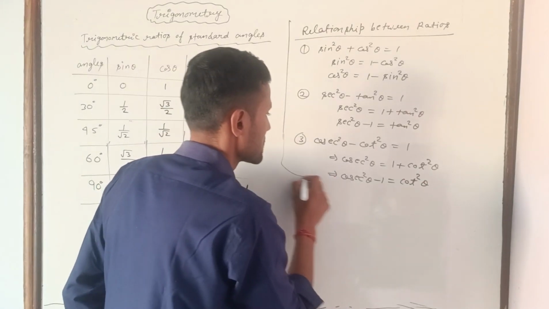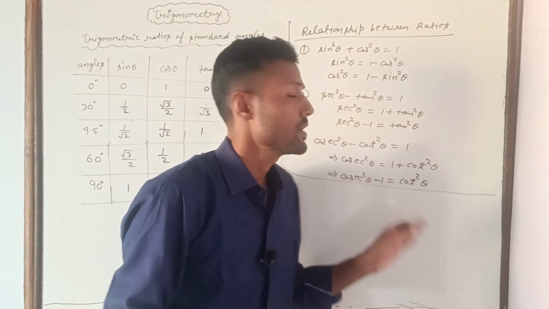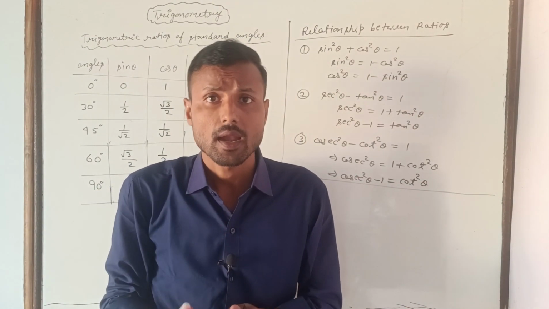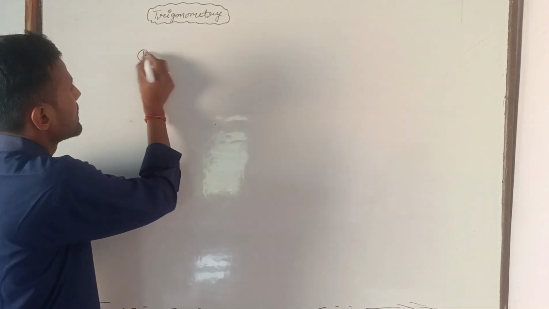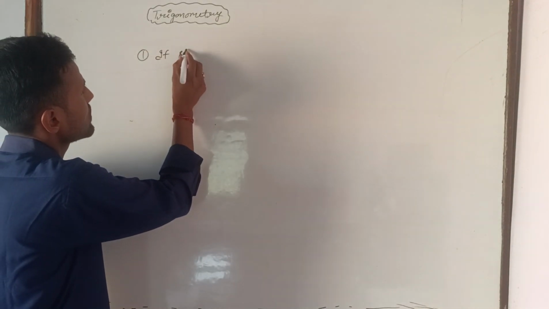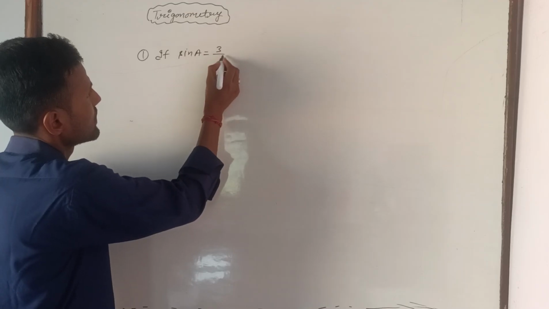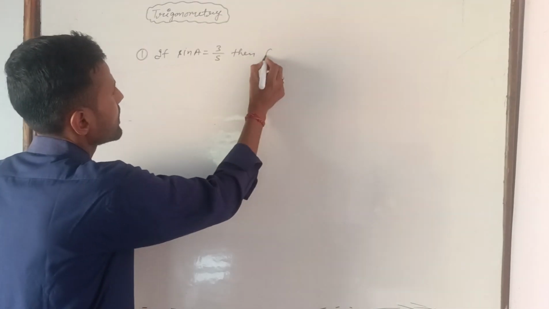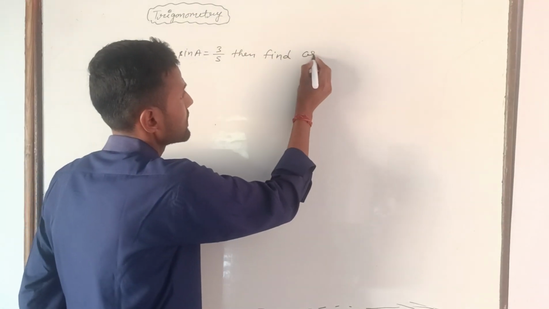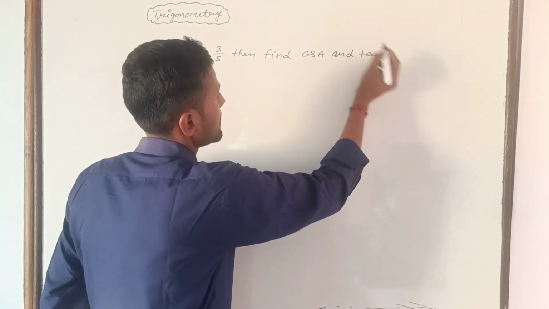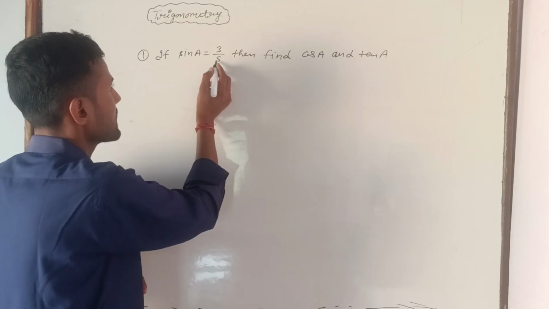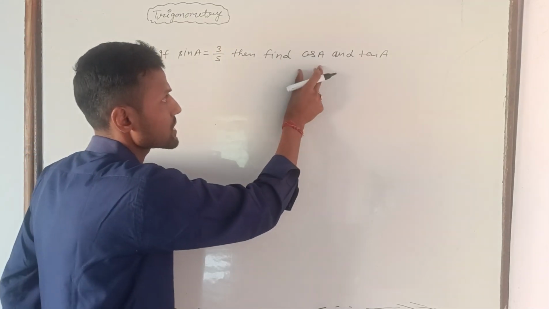Okay, so these identities will help you to simplify and to prove trigonometric expressions. Now let's take an example. If sin A is equal to 3 by 5, then find cos A and tan A.